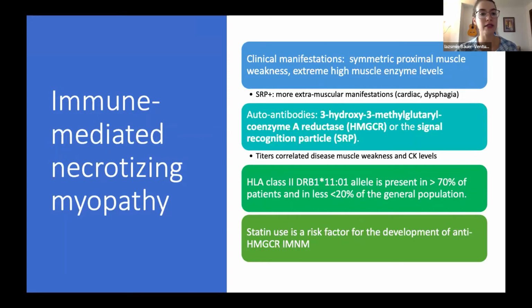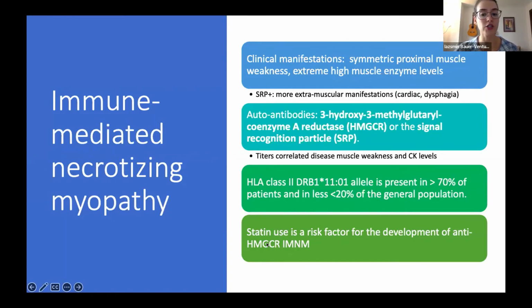Most patients have antibodies to either one of these proteins, the HMGCR, this huge name here that I'm not going to read, or the SRP antibody. And usually the titers of these antibodies correlate with muscle weakness and CK levels. There's an important allele that is associated with this disease.